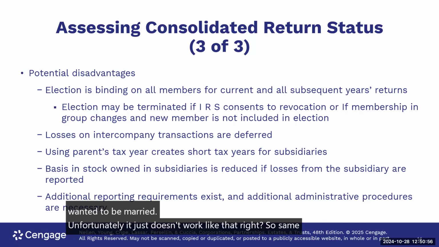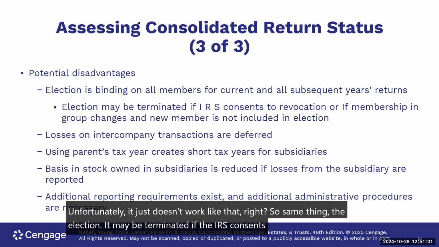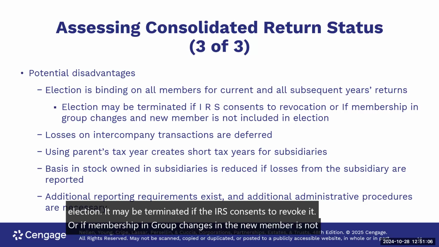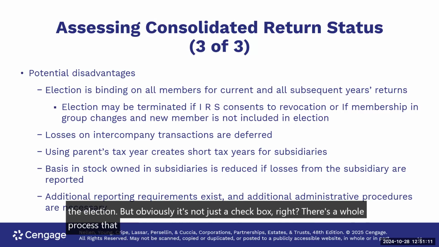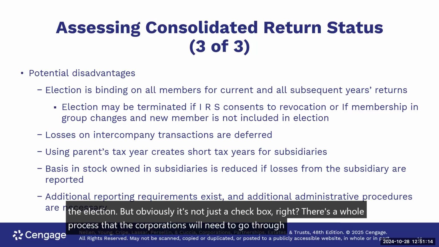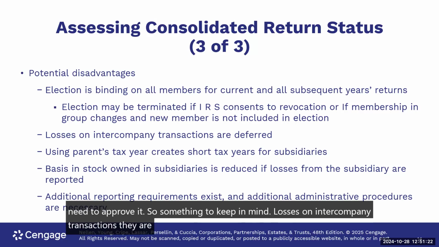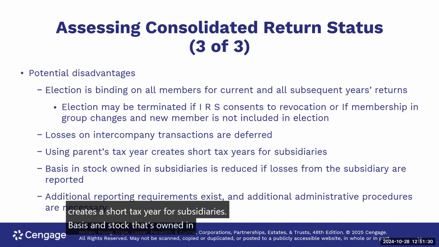Same thing here. The election may be terminated if the IRS consents to revoke it, or if membership in the group changes and the new member is not included in the election. But obviously, it's not just a checkbox. There's a whole process that the corporations will need to go through, and the IRS will need to approve it. Something else to keep in mind: losses on intercompany transactions are deferred. Using the parent's tax year creates a short tax year for subsidiaries. Basis in stock that's owned in subsidiaries is reduced if losses from the subsidiaries are reported.